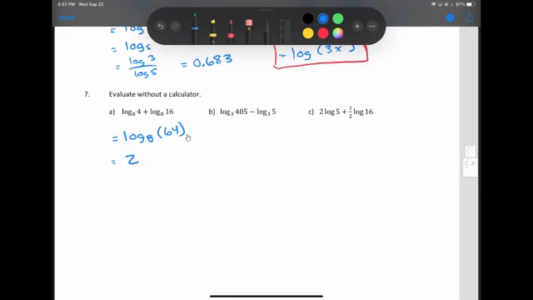Incidentally, the individual two logs there would both give nasty numbers. They don't work out nicely at all. However, the result when we put them together works out really pretty. So our log laws definitely helped us there.